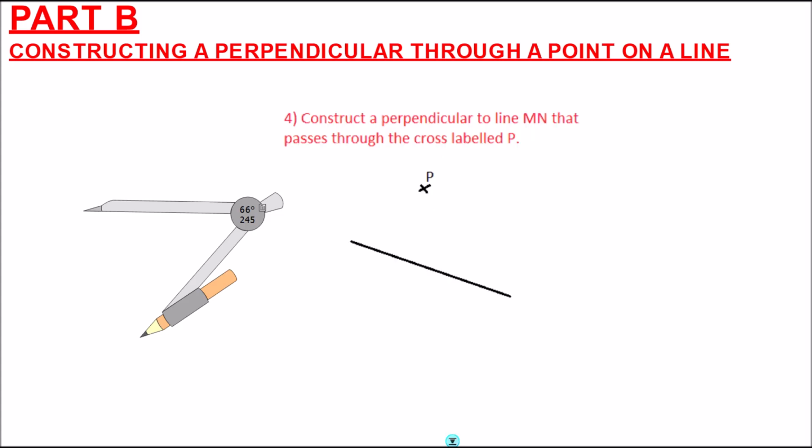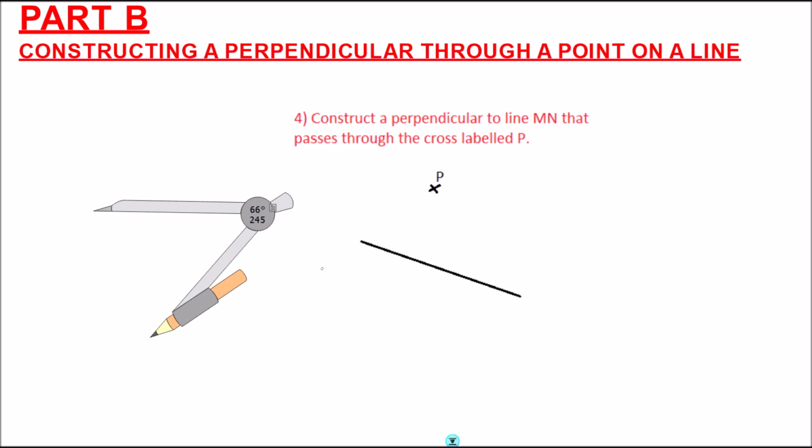Question 4 is a rarity. I don't think in person it's going to be likely you'll see this on your foundation tier paper, but if it ever does, I'm going to give you an example so you know how to do it. Construct a perpendicular to line MN. I'll just label that here. So that's M and this is N. And it's going to pass through the cross labelled P.